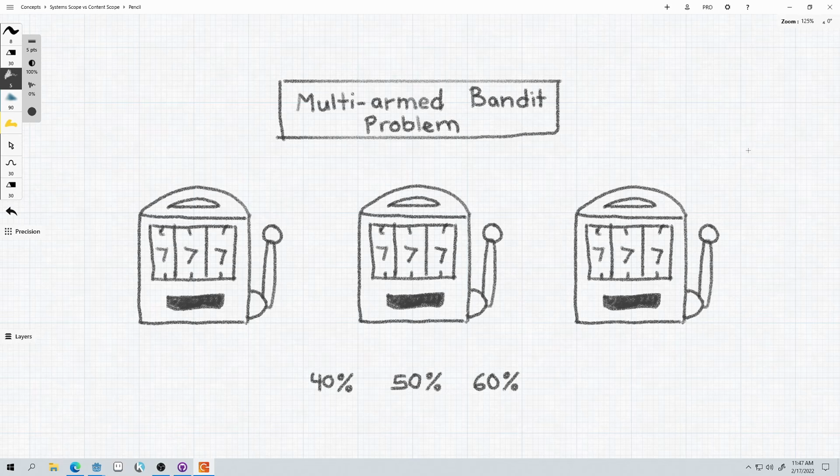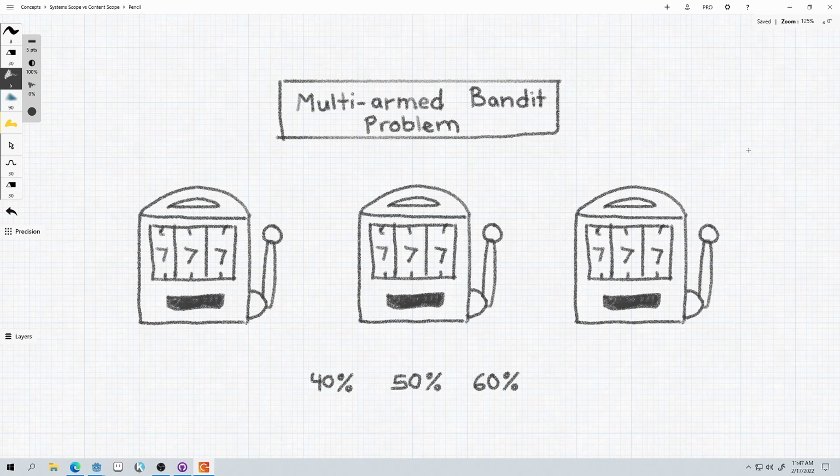So it's called the multi-armed bandit problem. In the problem, you're presented with some slot machines. In this example, we'll say we have 3 slot machines, and each machine has a different win rate. So we'll have 40% win rate, 50% win rate, and 60% win rate. Obviously, we want to put all of our money into the 60% win rate, right?